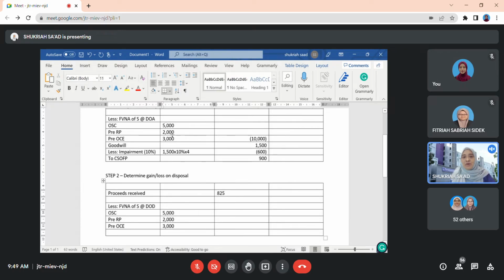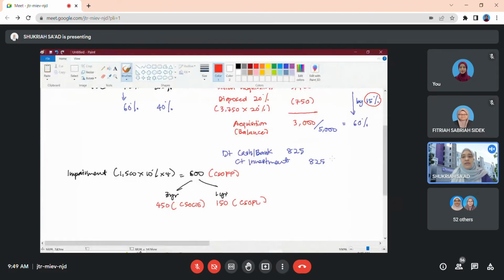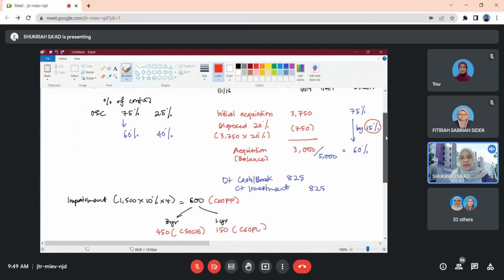Because this is retain profit on DOA, and over here you need to find out what will be the retain profit at DOD, date of disposal. Yang lain mesti sama. Kalau ke atas ada pre-OCE ada, kalau ke atas yang ada ARR, ke bawah ni pun mesti ada. Okay, copy sahaja. Okay, and then nak cari pre-retain profit untuk on the date of disposal. Kita balik ke timeline kita.